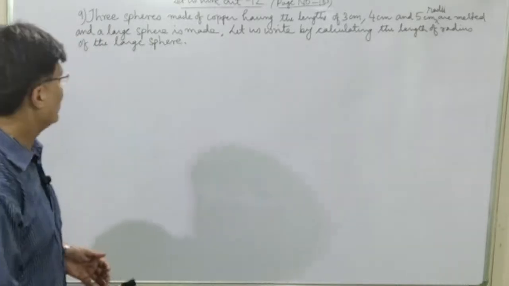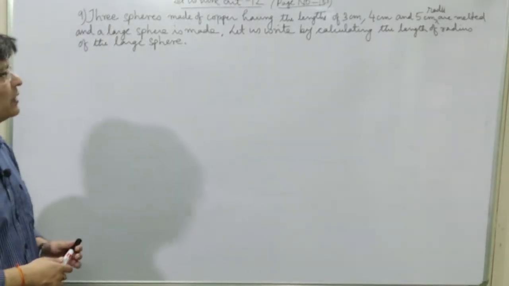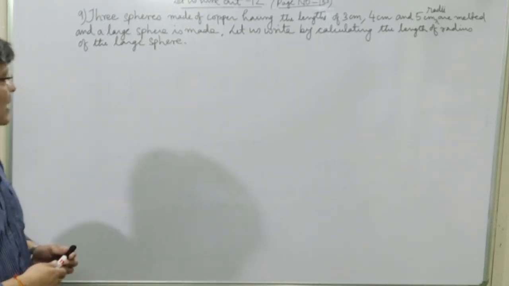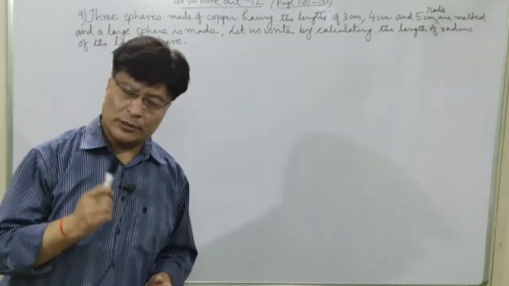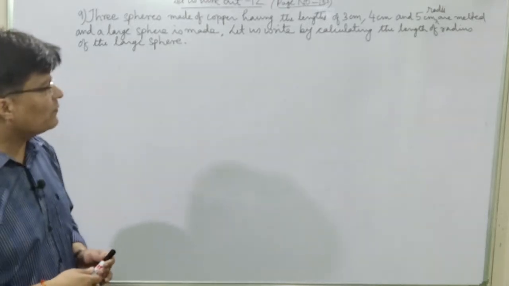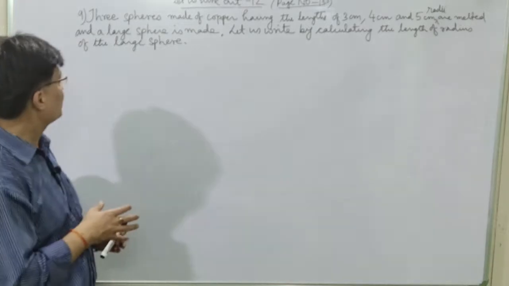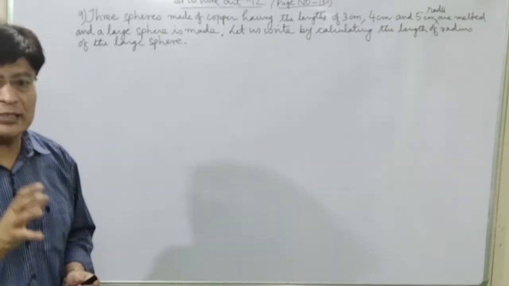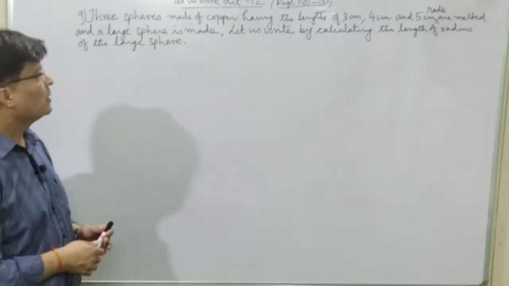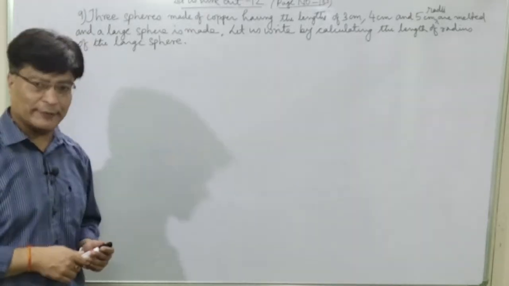So now we are doing the next question, that is question number 9. Three spheres made of copper having radii of 3 cm, 4 cm and 5 cm are melted and a large sphere is formed. So there are 3 spheres given here whose radii are 3 cm, 4 cm and 5 cm, and they are melted, and a large sphere is formed from these 3 spheres. Next, you have to find, let us write, by calculating the length of the radius of the large sphere.